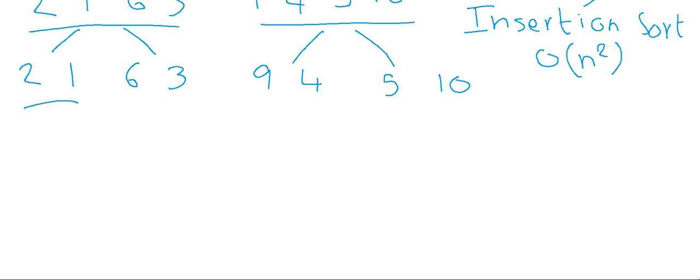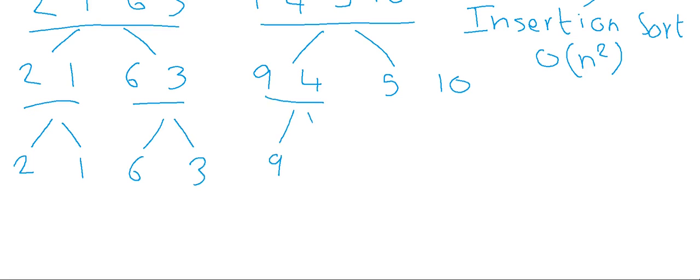Then again we are going to divide this. So we'll have 2 as a left half, 1 as a right half. Again we are going to divide this, so we'll have 6 as in the left half, 3 in the right half, 9 in the left half, 4 in the right half, 5 in the left half, and 10 in the right half.